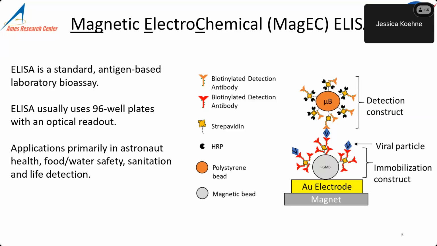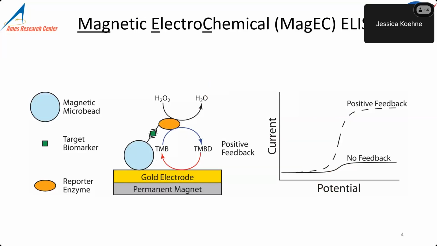And let's go to the next slide because I show the reporter. The reporter in our case is this molecule TMB. So the HRP enzyme turns over TMB to TMBD, but when we pull this whole reaction close to this electrode surface, and this is by employing that permanent magnet and utilizing the magnetic bead, we are able to regenerate the TMB. And because everything is in close proximity, we're able to cycle this reaction over and over again. And this is what we're calling in this slide a positive feedback.